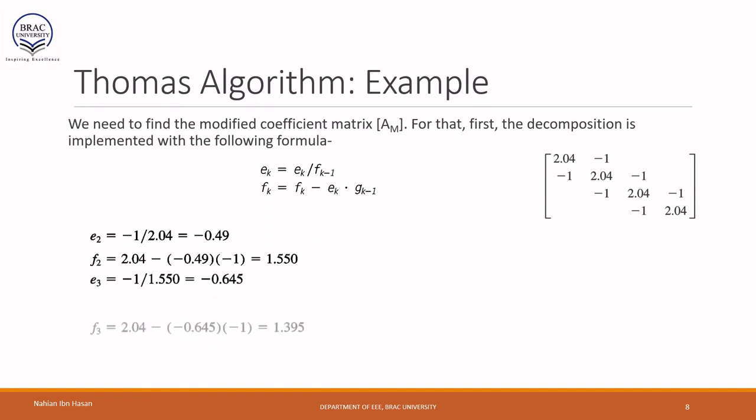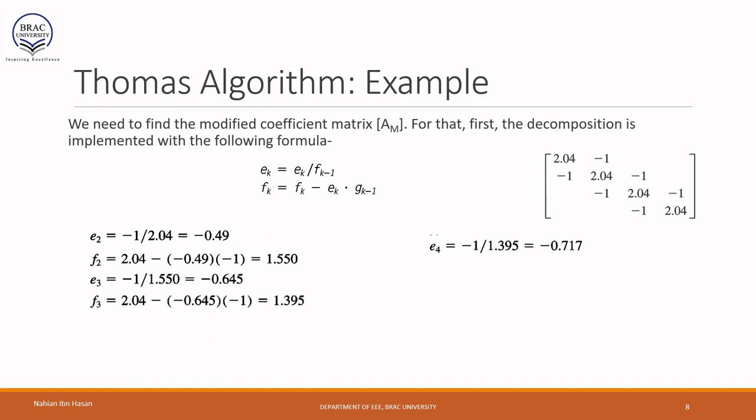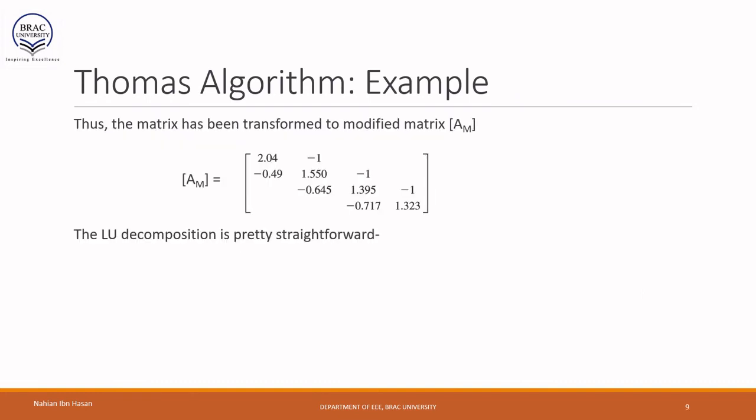Similarly, we can determine the other values E3, F3, E4, F4 and other terms. So we have got our final modified matrix, which is something like this, AM equal to this. And remember, we do not need to modify the F1 term, because to find out the F1 term we need to use the G0, but there is no G0 term. So that's why the F1 term remains the same as we had in the original matrix. So this is our modified matrix.